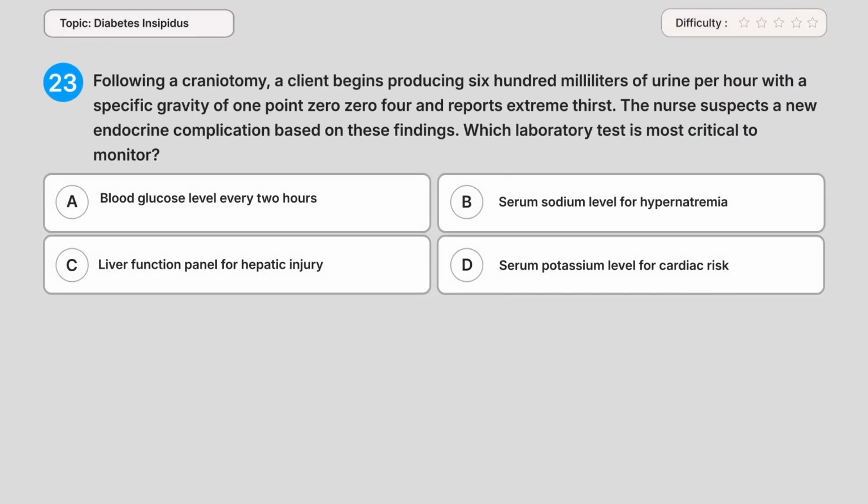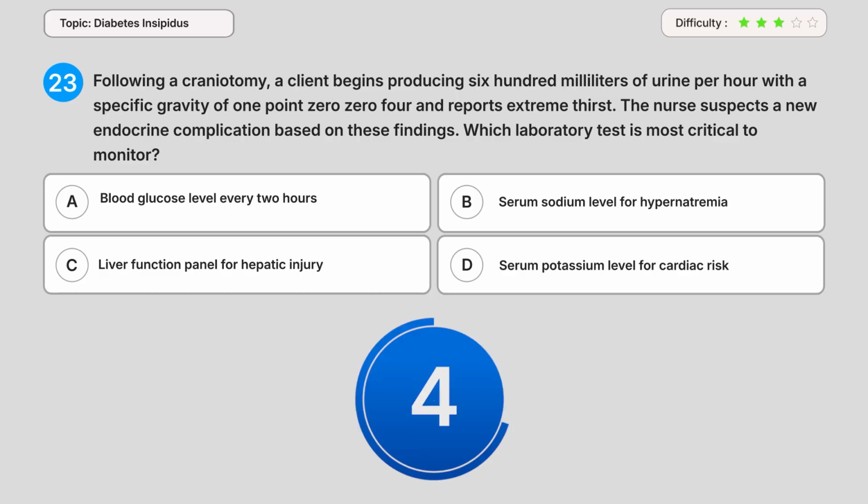23. Following a craniotomy, a client begins producing 600 milliliters of urine per hour with a specific gravity of 1.004 and reports extreme thirst. The nurse suspects a new endocrine complication based on these findings. Which laboratory test is most critical to monitor? A. Blood glucose level every 2 hours. B. Serum sodium level for hyponatremia. C. Liver function panel for hepatic injury. D. Serum potassium level for cardiac risk. Do you know the answer?